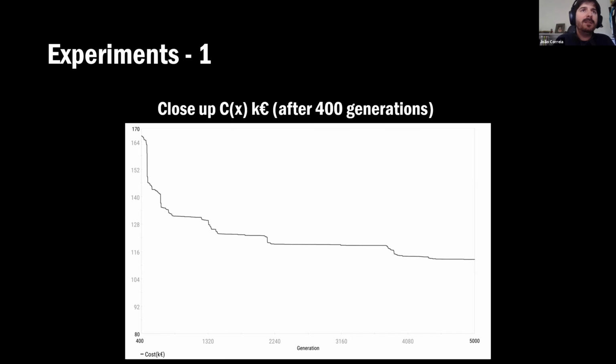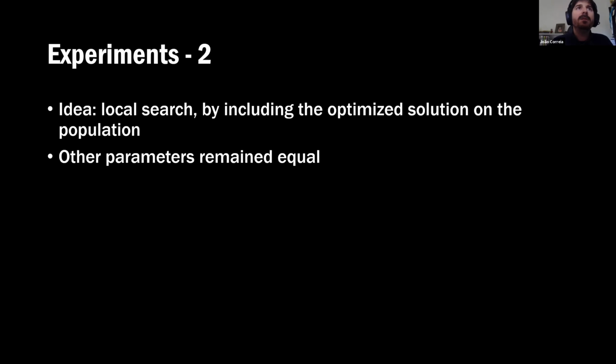Then we tried something different. We tried to do some local search by including the optimized solution, the baseline optimized solution, in the population from the start. And we tried to run the same experiment. Basically, we maintain everything else, okay?